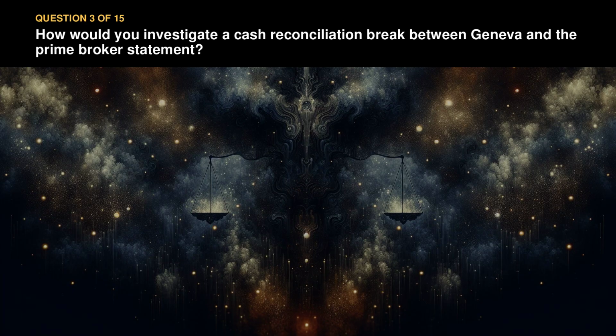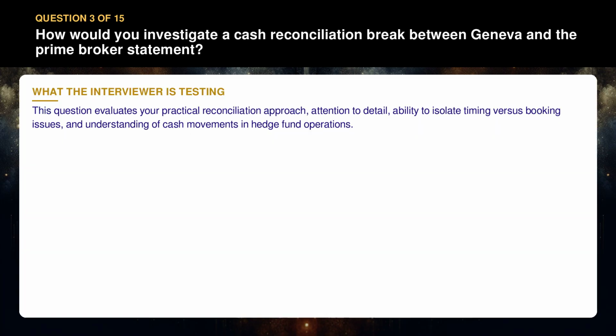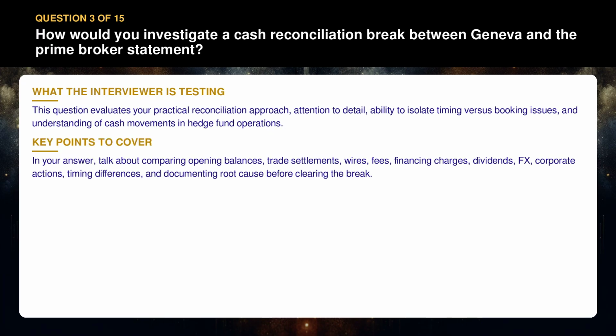Question 3. How would you investigate a cash reconciliation break between Geneva and the prime broker statement? This question evaluates your practical reconciliation approach, attention to detail, ability to isolate timing versus booking issues, and understanding of cash movements in hedge fund operations. In your answer, talk about comparing opening balances, trade settlements, wires, fees, financing charges, dividends, FX, corporate actions, timing differences, and documenting root cause before clearing the break.